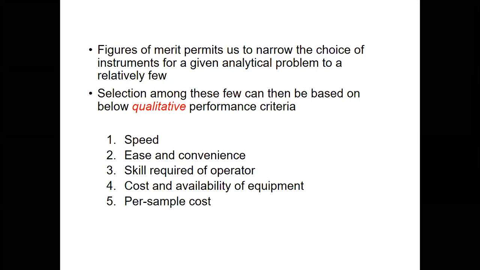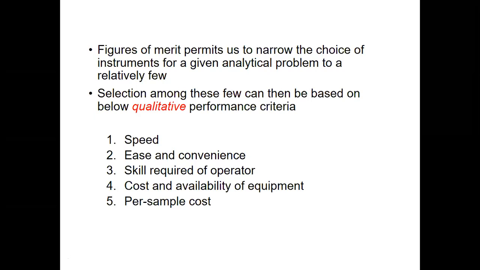So selection of those few can be based on these qualitative performance criteria. So these performance criteria are qualitative. The ones we discussed, the figures of merit, those are quantitative ones. We can get some value for those things. But here we have to consider these qualitative performance criteria also before we select one analytical method. The first one is speed. The analysis should be speedy, because if it consumes days and years, it's not a good analytical technique. So we have to consider the time or the speed.